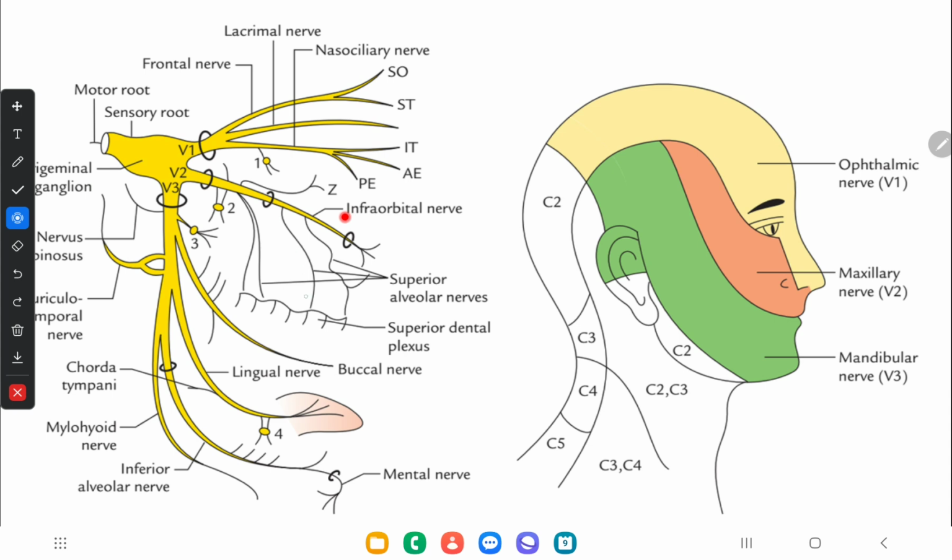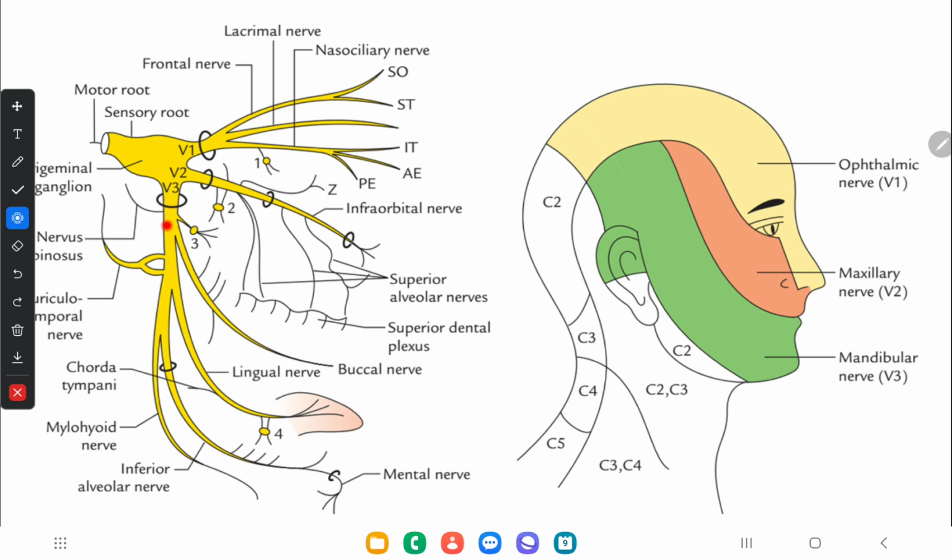Then palatine branches also there which supply the mucosa of the palate. Nasopalatine branches supply mucosa of the nasal cavity, palate, and maxillary sinus. Then pharyngeal branch is sensory to eustachian tube and mucosa of the nasopharynx. Orbital branches supply the periosteum of the orbit, sphenoidal and ethmoidal sinuses. That's a summary of branches of the maxillary nerve.